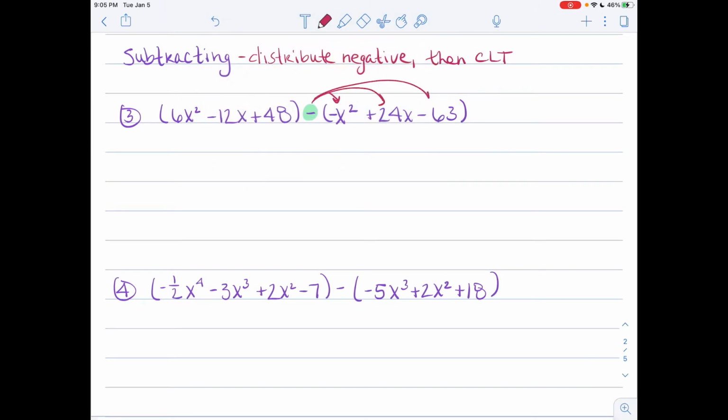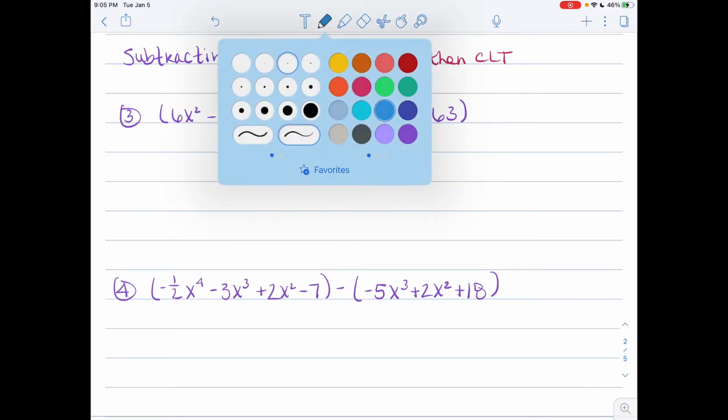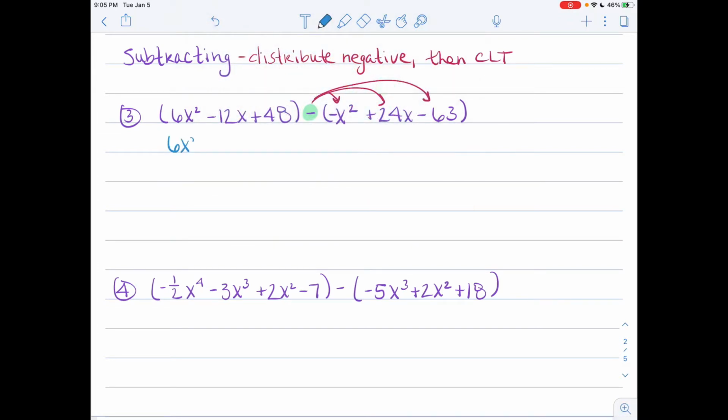And the effect of doing that, basically multiplying by a -1, is that it's going to change the sign on every one of those terms. So let's rewrite this as 6x squared minus 12x plus 48. Our first polynomial doesn't change, but then I'm going to change the signs on our second polynomial. So a plus x squared minus 24x and a plus 63.